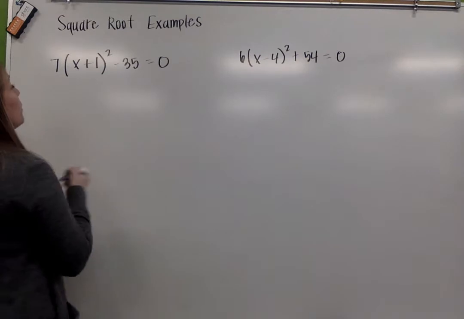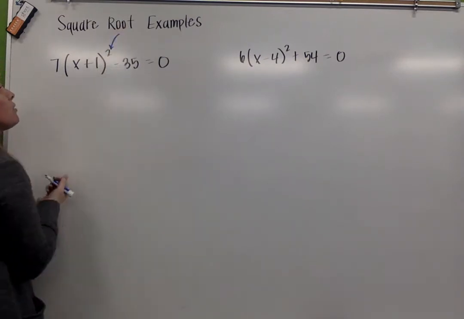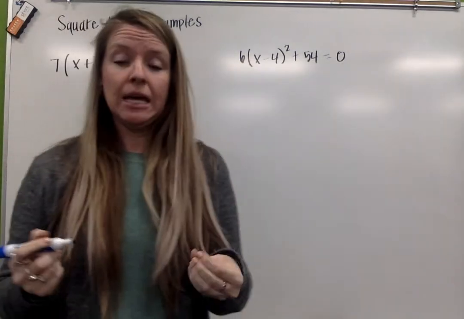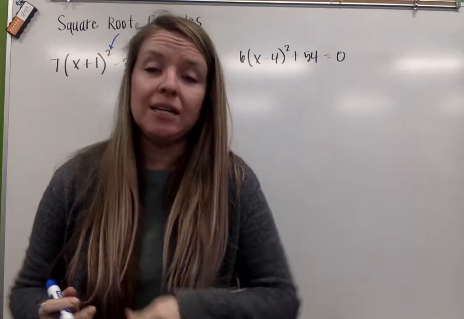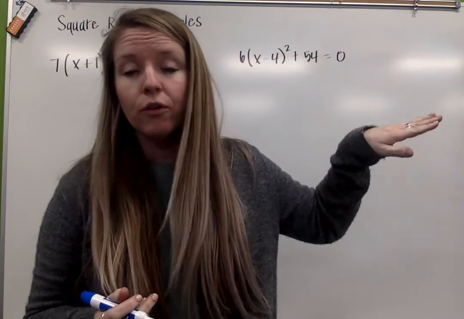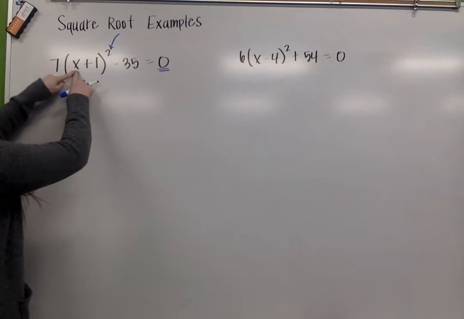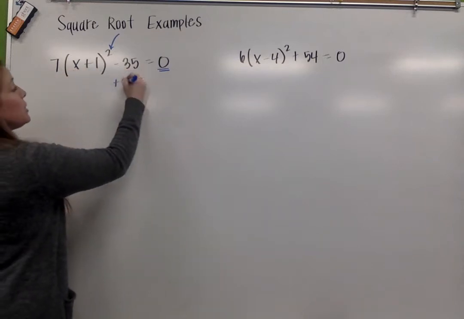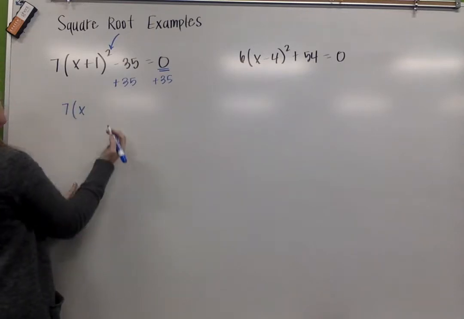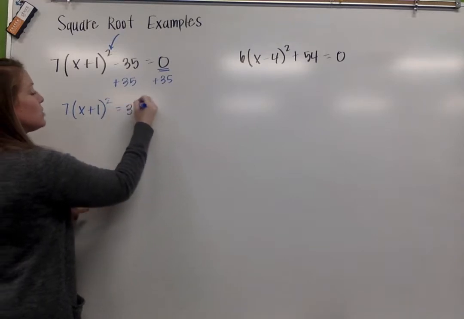So when we're solving our quadratic, anything that's raised to a power of 2, we want to make sure it's set equal to 0 before we start solving. Because we're using the square root method, we can go ahead and ignore that equals 0 because we're going to move everything over. Our goal is to isolate our variable. So to isolate the x, the first thing I'm going to do is add 35 to both sides. So I get 7 times (x plus 1) squared equals 35.